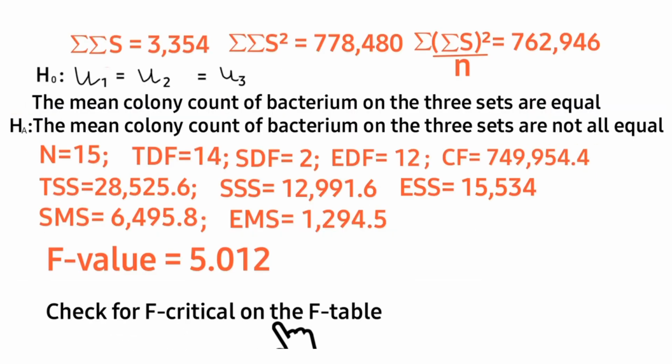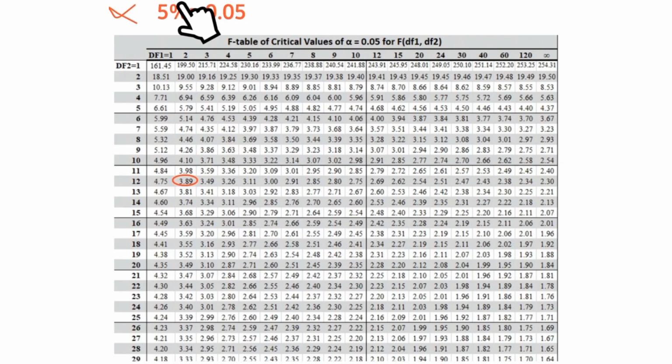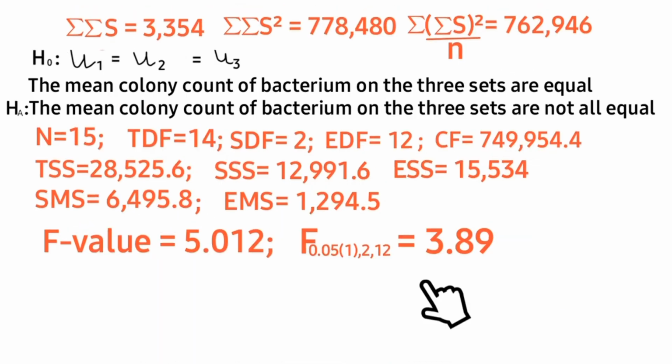Check for F critical on the F table. This is our ANOVA table. The level of significance given to us is 5%, which is equivalent to 0.05. Set degree of freedom, remember, we got 2, and our degree of freedom of error, we got 12. And so we trace this to 12. Our F critical will be 3.89. We also record this value on the summary table.